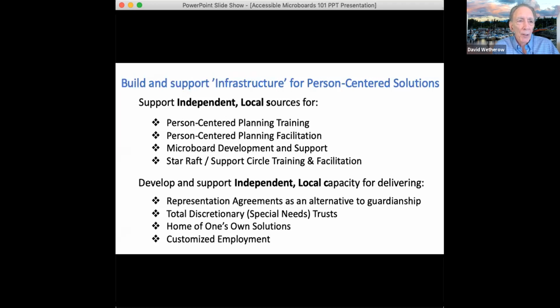And developing and supporting independent local capacity for delivering representation agreements as an alternative to guardianship, total discretionary trust, special needs trusts, home of one's own solutions, and customized employment. Those are the nuts and bolts.